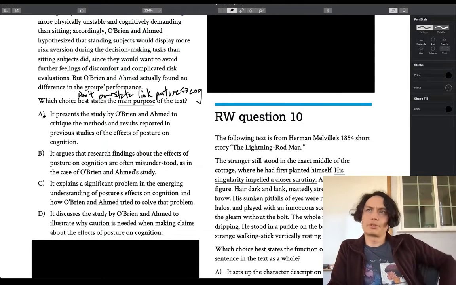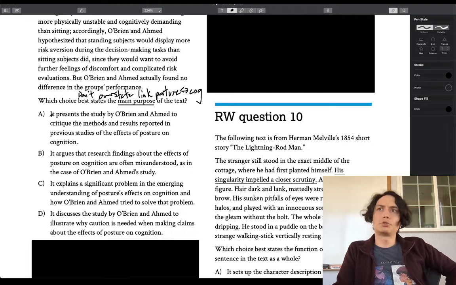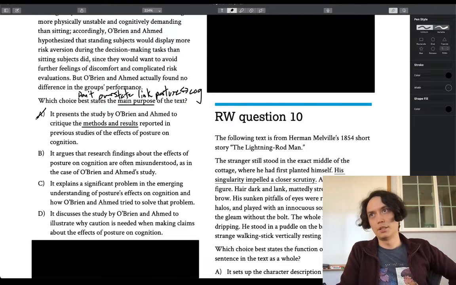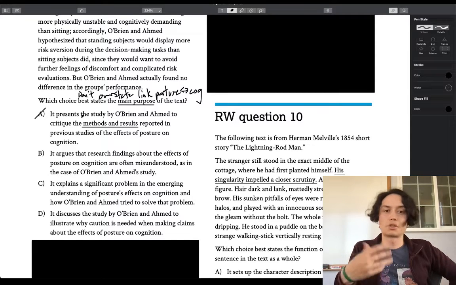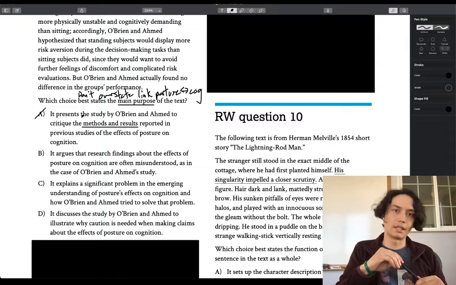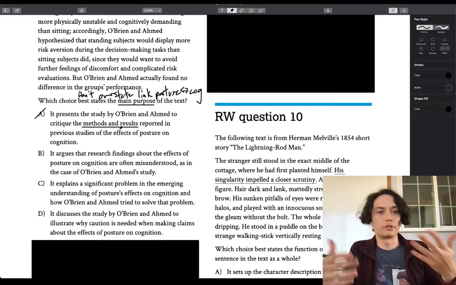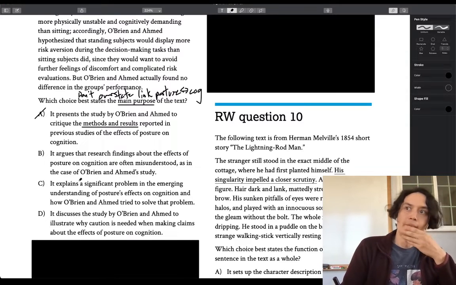Don't overstate it. Choice B says it presents the study by O'Brien and these people to critique the methods and results reported in previous studies of the effects of posture. Yeah, this is really close. It's pretty good. It's big picture, right? But we're not critiquing the methods and results reported. We're critiquing the conclusions that people come to based on the methods and results. We're not saying, oh, these previous studies were conducted irresponsibly or were poorly designed. We're saying that there are a few of these studies, maybe they're well designed, just don't go too far in terms of what you're taking from them.